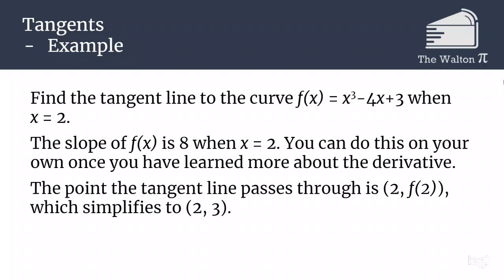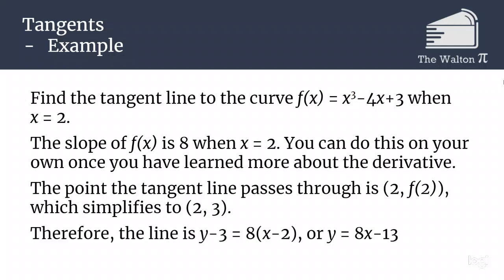So we now have a point and we have a slope, so we can use point-slope form to find the equation of the line. So it's going to be y minus y1 equals slope times x minus x1, or y minus 3 is equal to 8 times x minus 2, or in other words, y is equal to 8x minus 13.